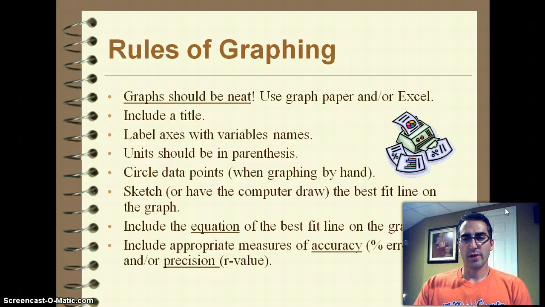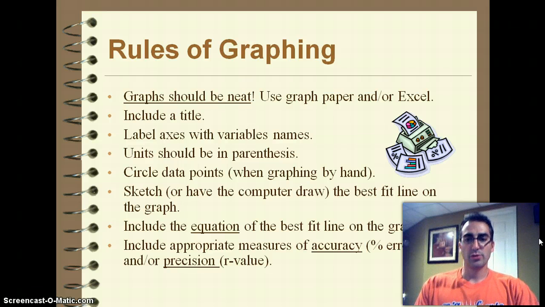Circle data points when graphing by hand. Normally when you put a data point down, you don't want it to be a big dot. You try to make a small dot so that it doesn't occupy a lot of space. A dot is supposed to be a dimensionless object. So you put a tiny little dot and then you put a circle around it just to denote that it's not a speck on the paper and it actually is a data point. And I'll show you an example of that in a second.